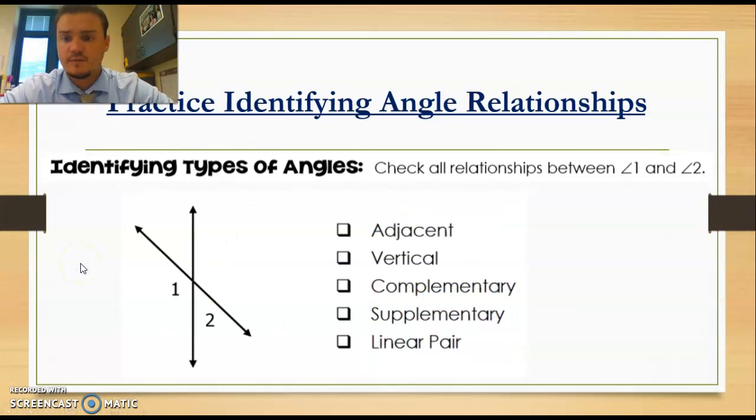Last example here before we take a little break is with angle 1 and angle 2. These are adjacent because these angles are right next to each other. These angles form this straight line here. So if we add these two angles together, they form that straight line. These angles should add up to 180 degrees, meaning that they're supplementary. And because they form a line, they're a linear pair.